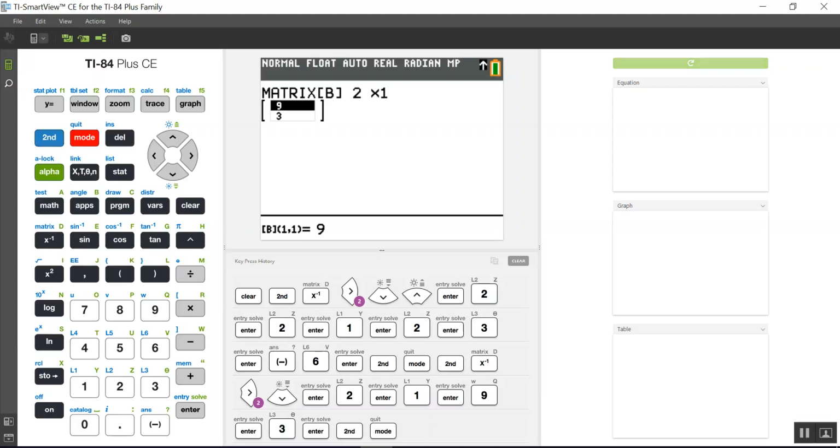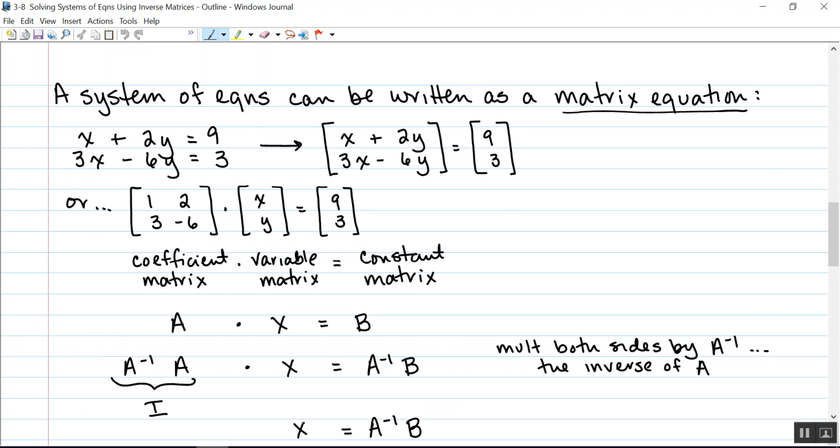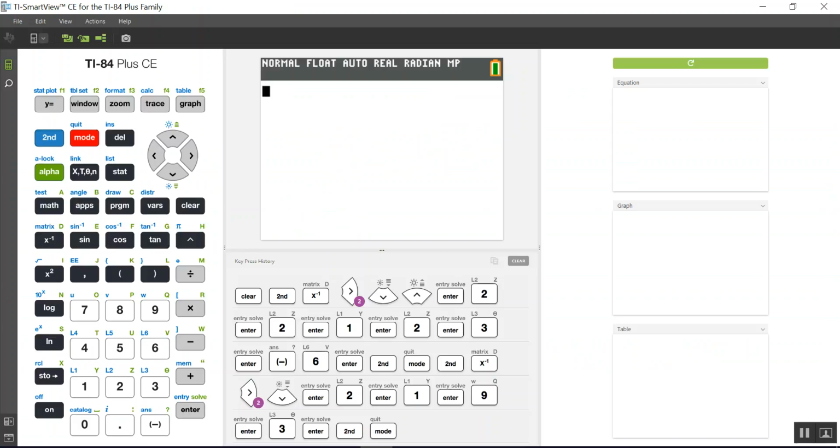So let's quit. So let's go back to our notes here. So what I need to do is I need to do the inverse of A times B, and that's going to give me my variable matrix. So let's take a look at that.